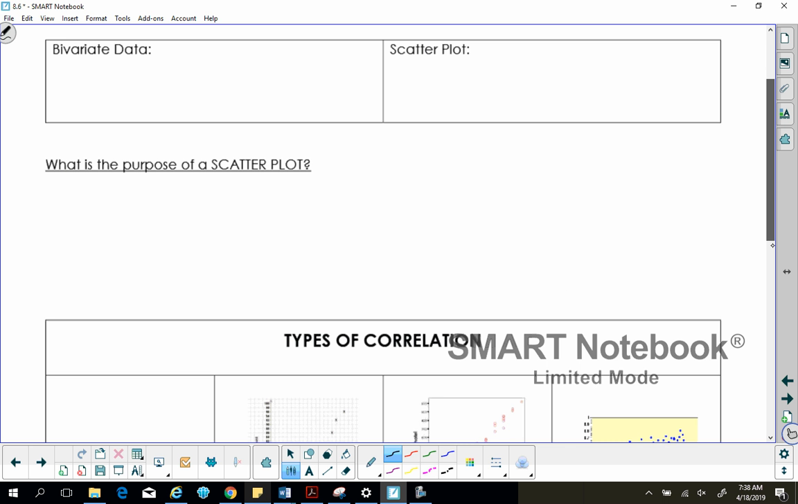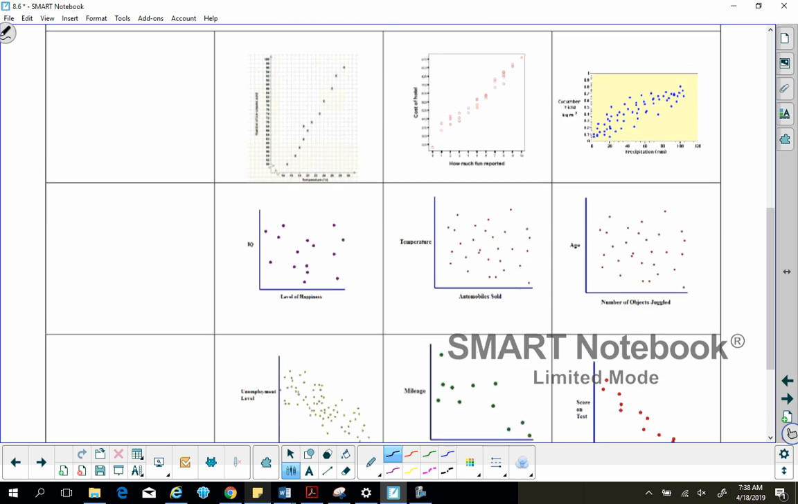For all these graphs, you're just writing positive, negative, or no. Then I want you to write weak or strong. So over here, is this positive or negative? Positive. And would it be strong or weak? It's pretty strong, right? If I were to draw a line, they would all be touching. So that'd be a strong positive. Go through those different graphs and write positive or negative, weak or strong. If there's no correlation, just write no. That means there's no sort of pattern.